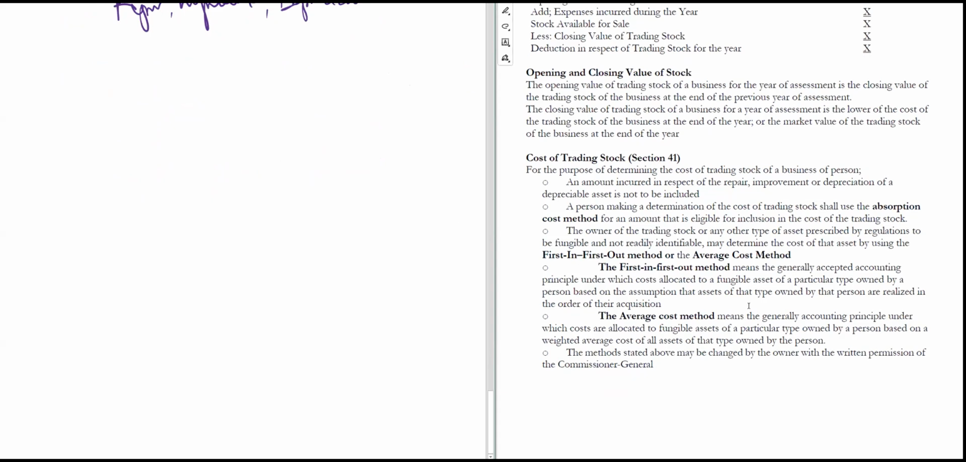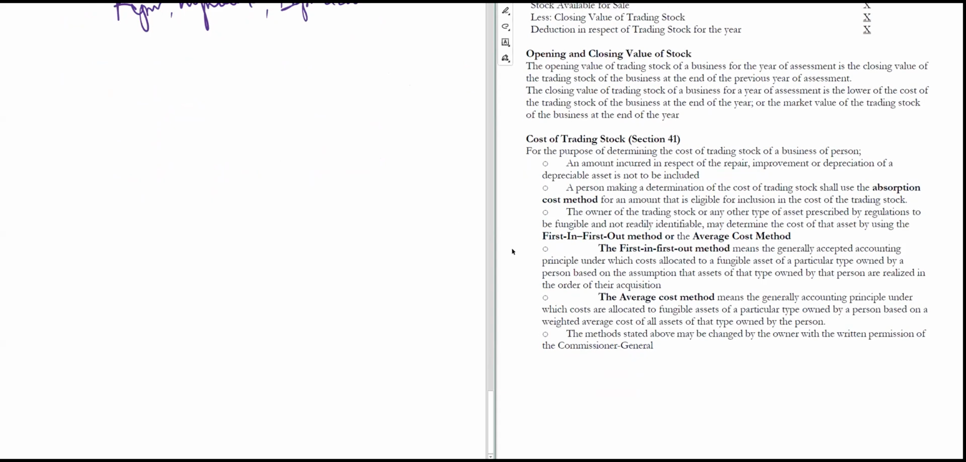It says what? If we are determining the cost of trading stock, we shall use the absorption costing method. And absorption costing, in simple terms, is grouping cost according to production and non-production costs, right? So with absorption costing, you are saying that the cost of trading stock is just your production costs, like you are just getting your product cost, right?